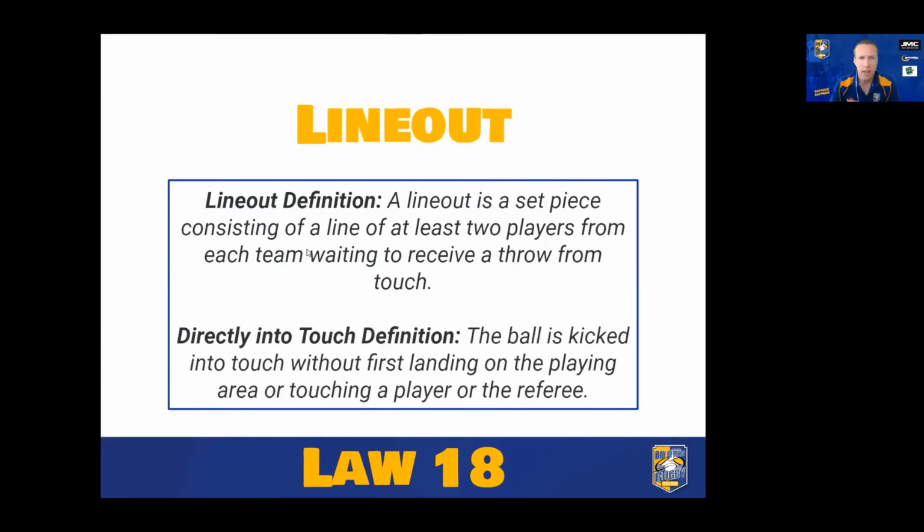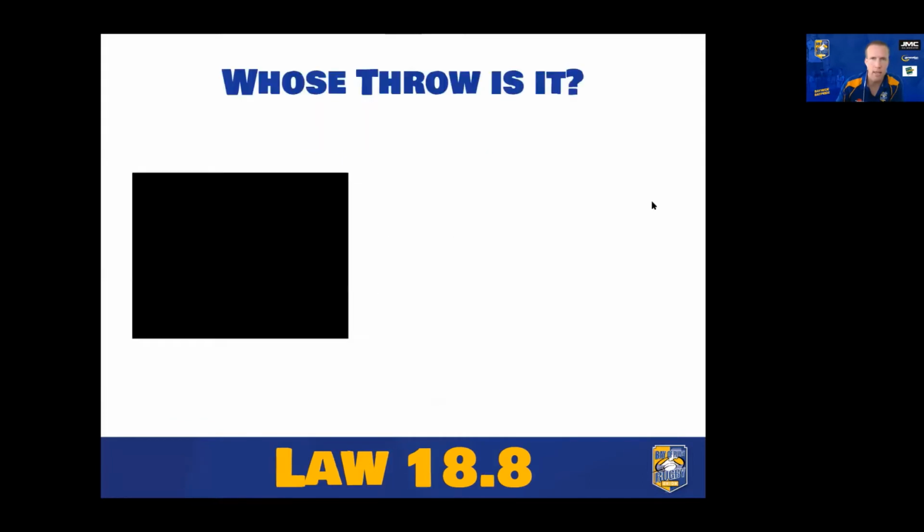Also, just for clarity, directly into touch means that the ball goes into touch without first landing on the playing area or touching the player or the referee. That'll be a pretty key consideration for our next few points as we dive into how, when and where a throw is taken.